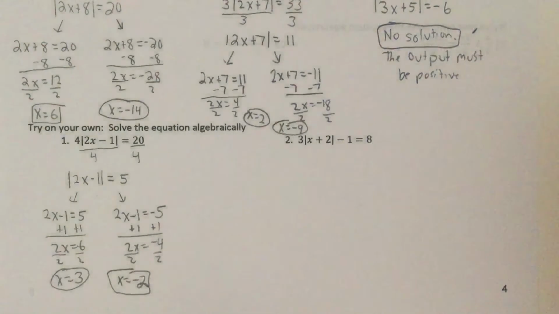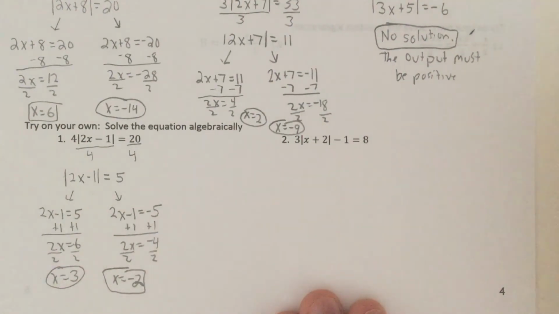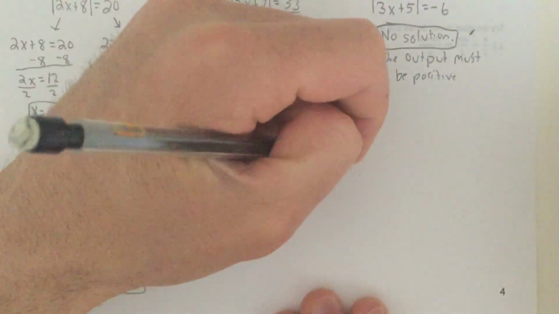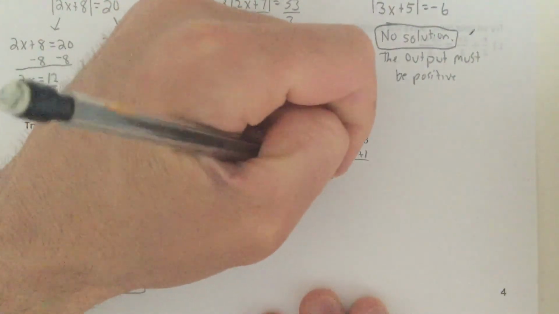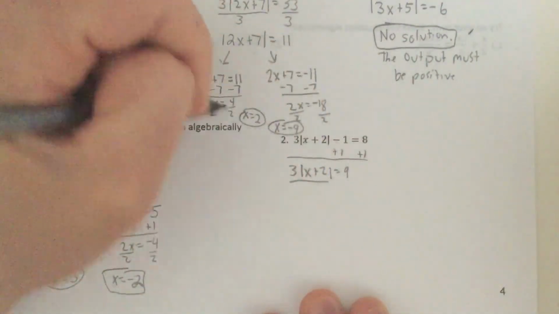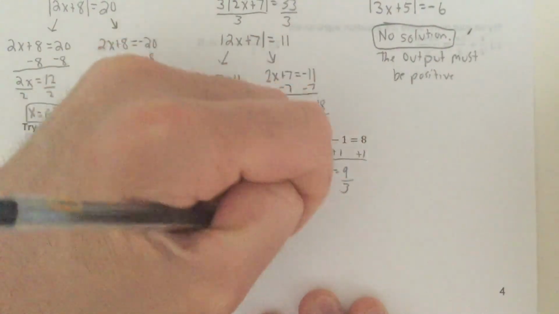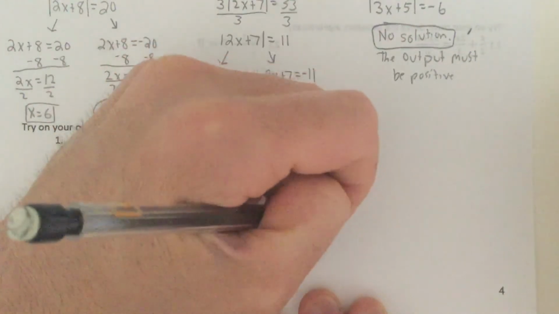All right, and our other example for you to do on your own, again, we're isolating the absolute value with undoing. So I undo addition and subtraction first, so I'm adding 1 to both sides. And then I undo multiplication division, so I'm getting rid of this multiplication by 3 by dividing by 3. And I have the absolute value of x plus 2 is equal to 3.